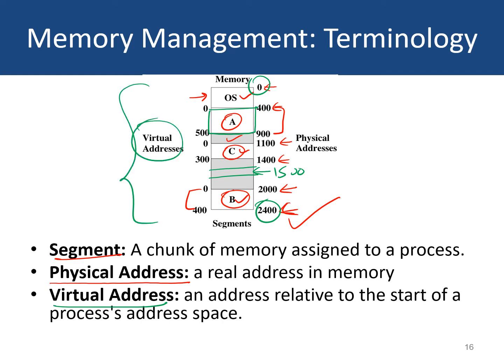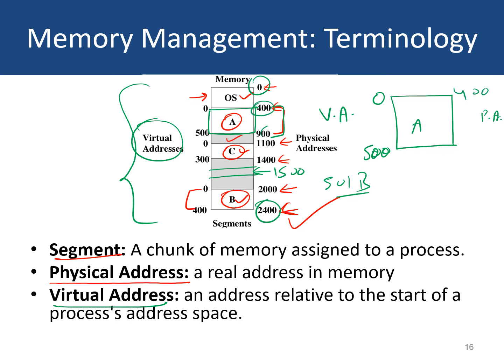So let's zoom in on this process A. The virtual addresses of this process A go from address 0 to 500. So essentially this process A has 501 bytes, let's say. And on the right hand side we have these physical addresses, and note that on the main memory, the actual physical addresses where this process A is stored basically start from address 400 and go all the way to 900.